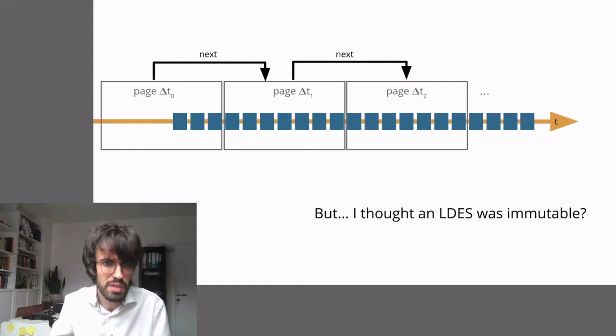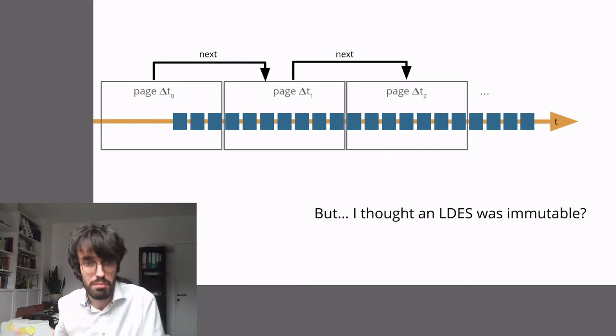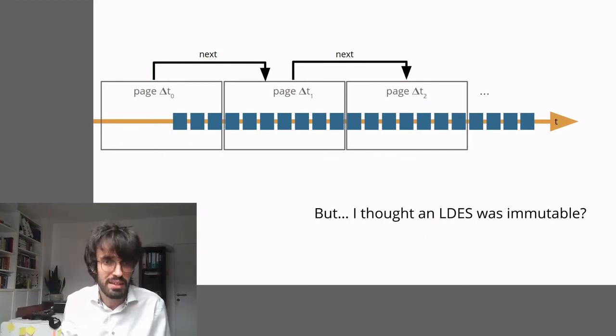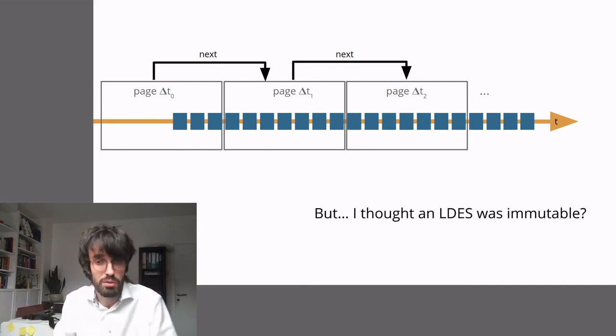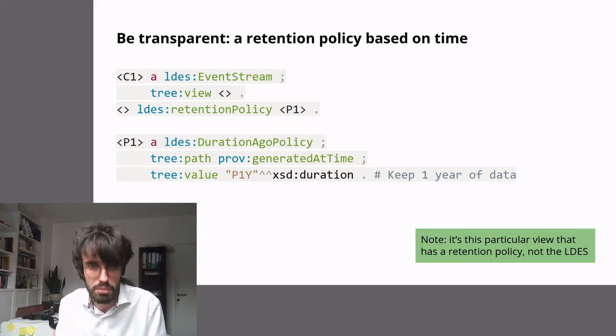So if you would HTTP request that thing, you would get a 404, but a 404 means I didn't find it on my machine, but maybe there's someone else who archived it and who can still say and correctly say that it is part of that linked data event stream. So that's possible, and that's why you have to define a retention policy. You have 2 ways of defining a retention policy.